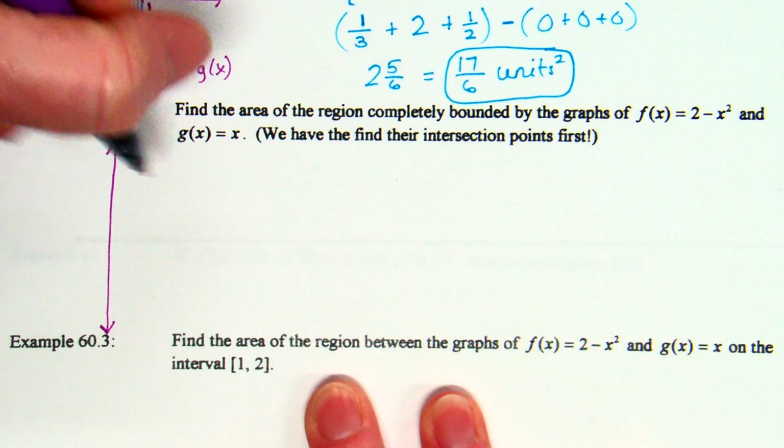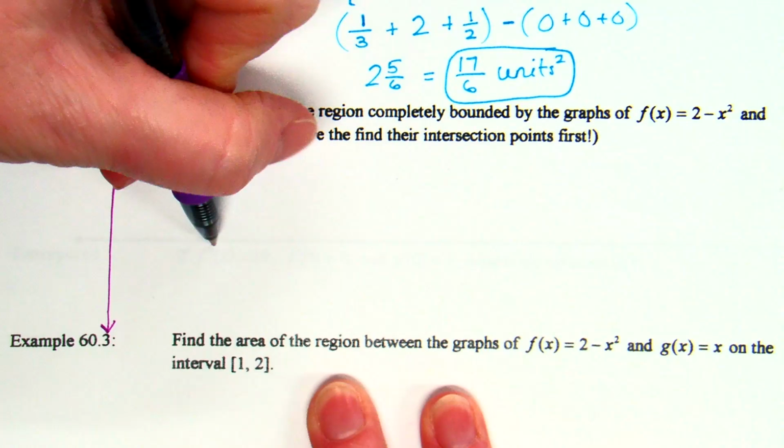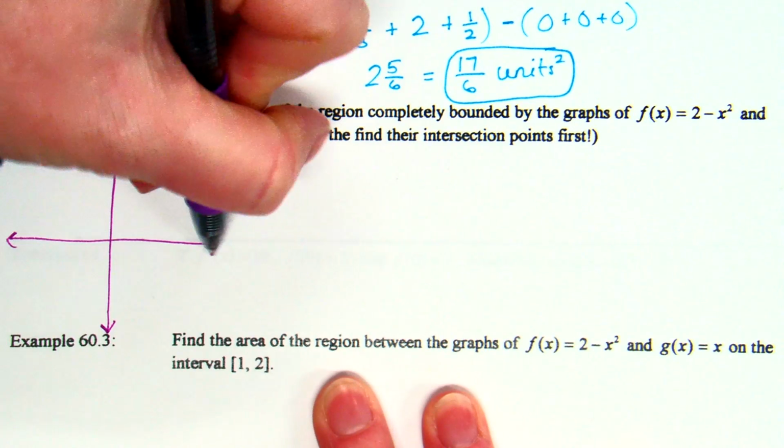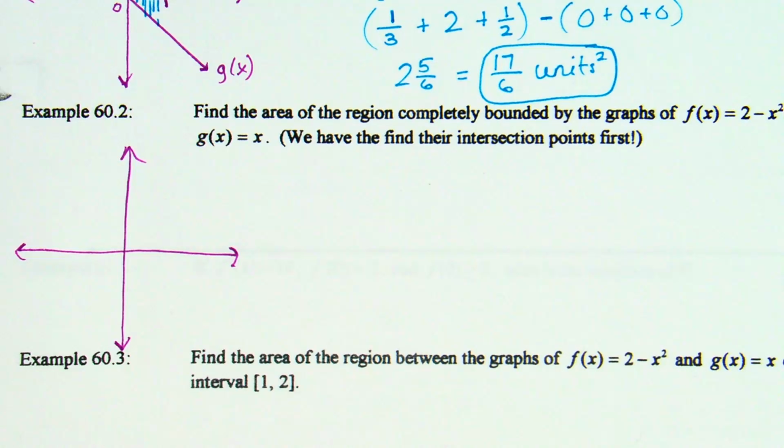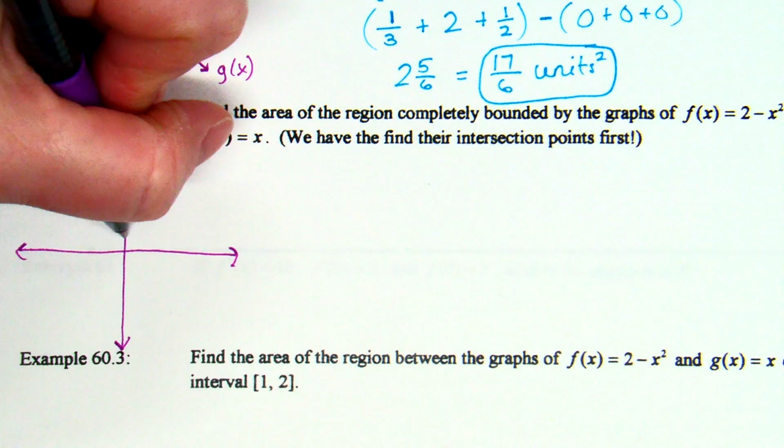Okay, 2 minus x squared. What can you visualize about 2 minus x squared? Let's take a look at the graph, just like I did last time. Negative x squared makes it an upside down parabola. Positive 2 takes it up 2. So this parabola, instead of starting at 0, 0, is going to start at 0, 2.